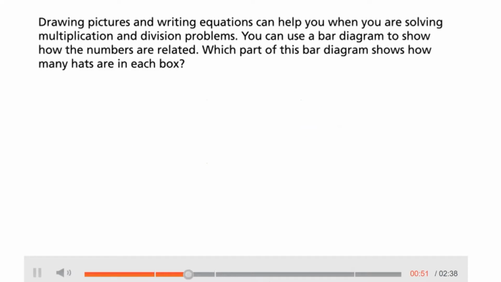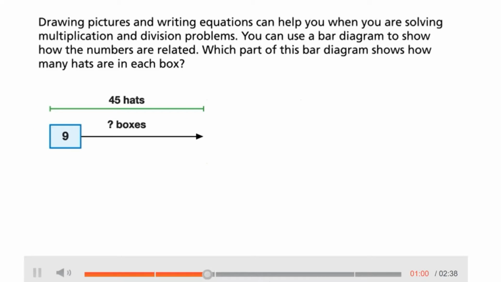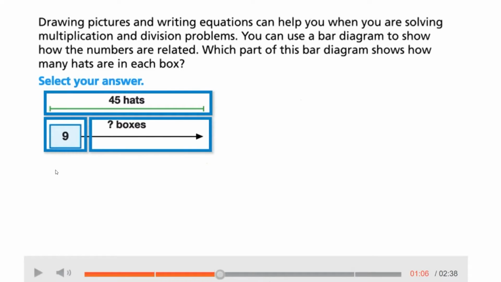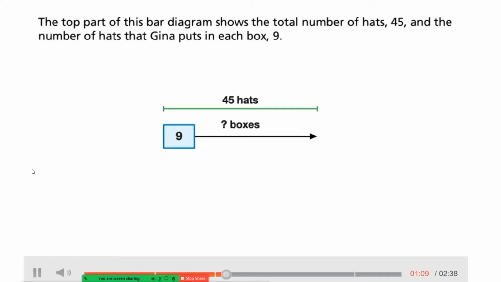Drawing pictures and writing equations can help you when you are solving multiplication and division problems. You can use a bar diagram to show how the numbers are related. Which part of this bar diagram shows how many hats are in each box? Select your answer. The top part of this bar diagram shows the total number of hats, 45, and the number of hats that Gina puts in each box, 9.